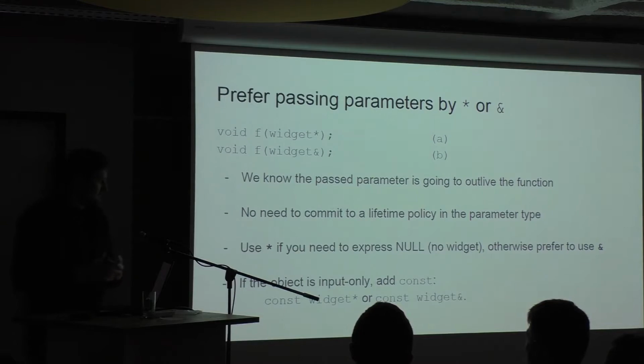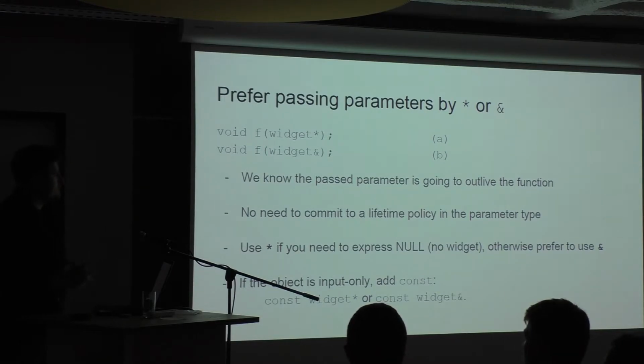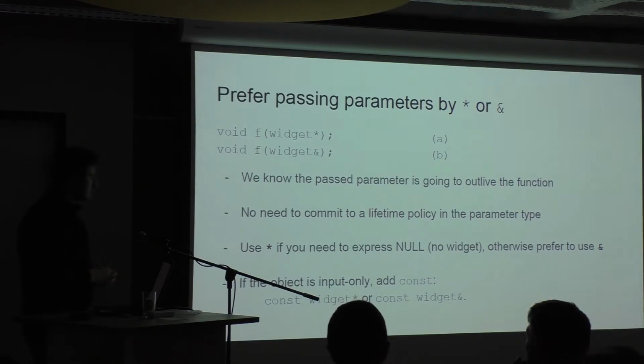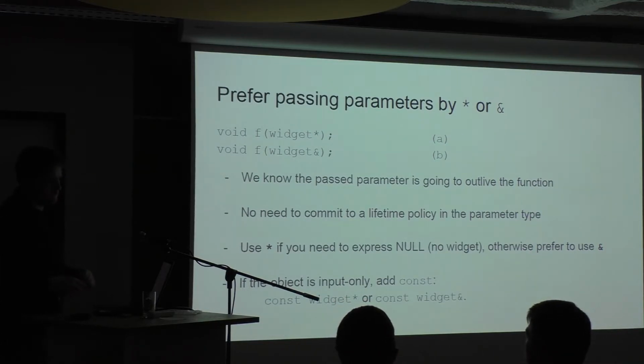New things are nice and cool, but still the preferred default way is to use a raw pointer and a reference. Why? Because normally we know that the widget that will be used in the function is going to outlive the function. That's why it's safe to pass it like this. And maybe we don't want to commit to some lifetime management policy. Maybe we would like our function to be used by old code. So we don't want to go straight ahead to new things if they are not needed.